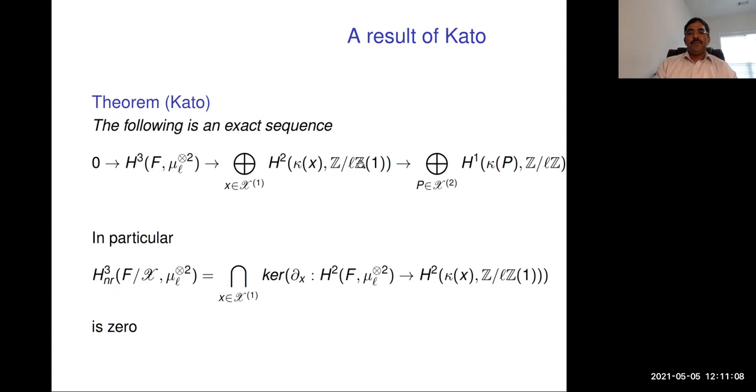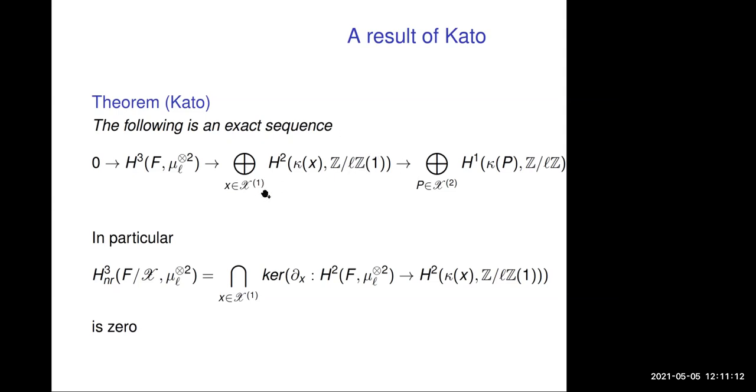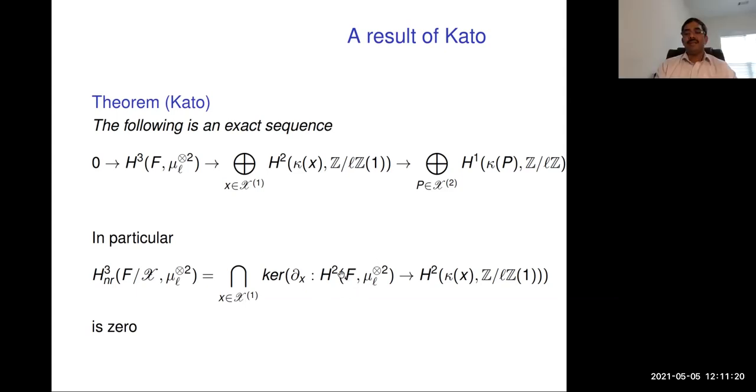Actually, in the proof, we don't really need the exactness at the middle. In a way, yeah, I mean H^3 of F, μ_L^{⊗2}. Oh, yeah, right. Thank you. This is H^3. Yeah, right. So what we're going to prove, we use only that this H^3 unramified is trivial. So the injectivity here is what we're going to use. And in fact, we give a different proof for the exactness at the middle.